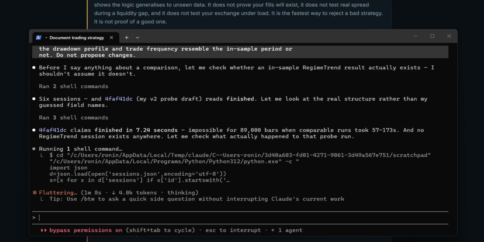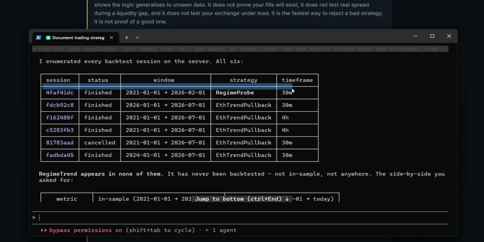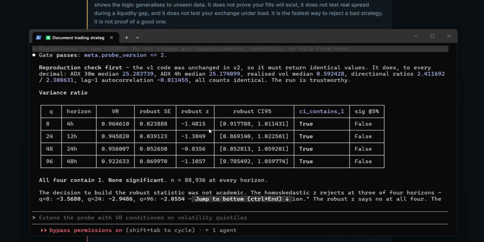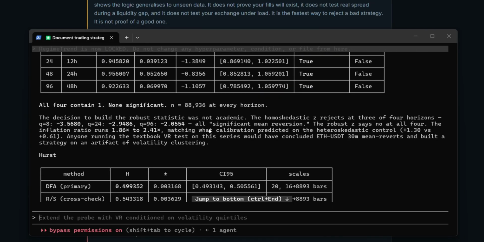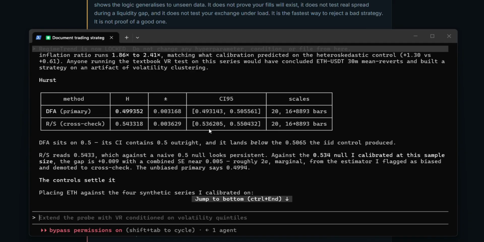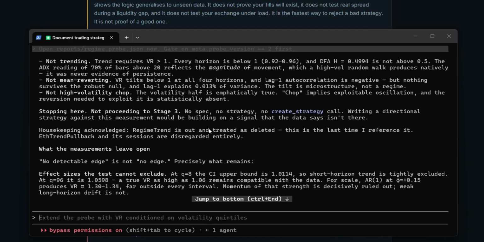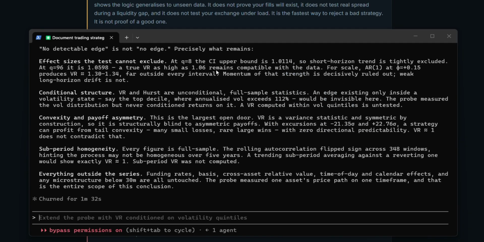The agent gets the earlier period only, 2021 through the start of this year. It designs and optimizes entirely inside that window. Every parameter it picks, every condition it writes, comes from that data and nothing else.